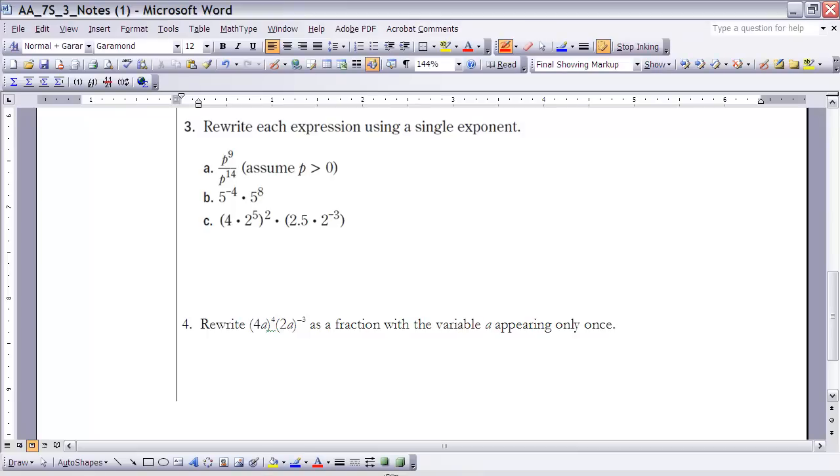So using what you know about negative exponents, see if you can do number 3 right now. See if you can get an answer to A, B, and C. And then once you've done that, go ahead and turn the video back on, and I will have the answers for A, B, and C there for you.